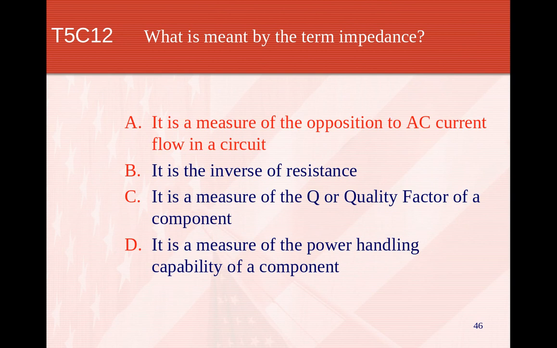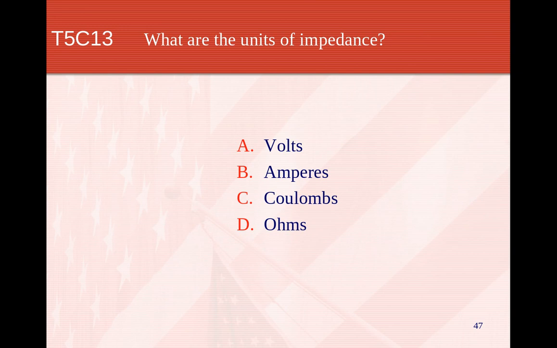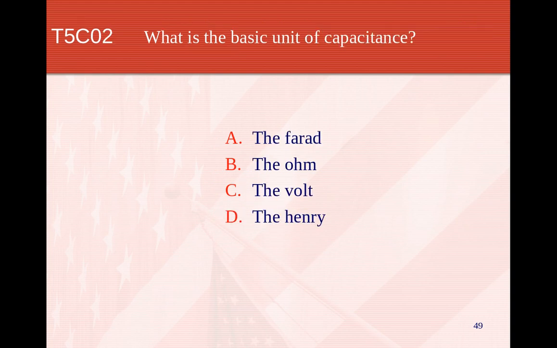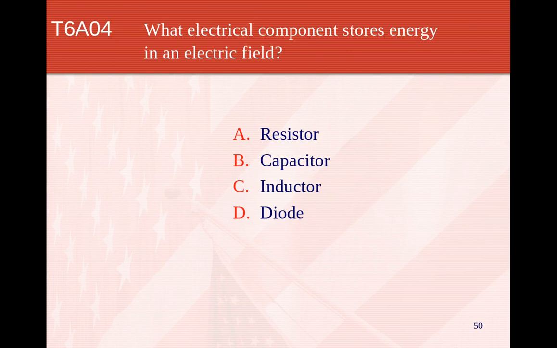What is meant by the term impedance? It is the measure of opposition to AC current flow in a circuit. What are the units of impedance? The ohms. What is the ability to store energy in an electric field, electrostatic field? Capacitance. What is the basic unit of capacitance? The farad.